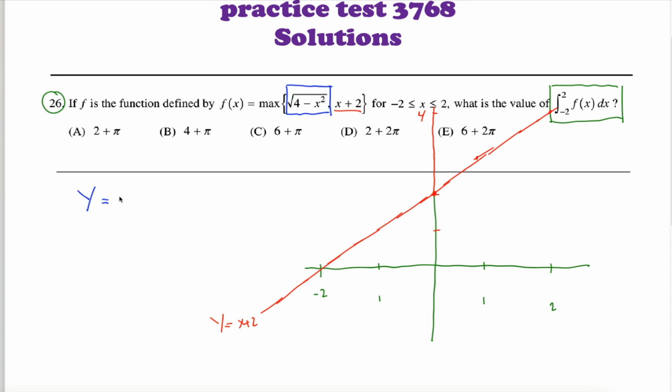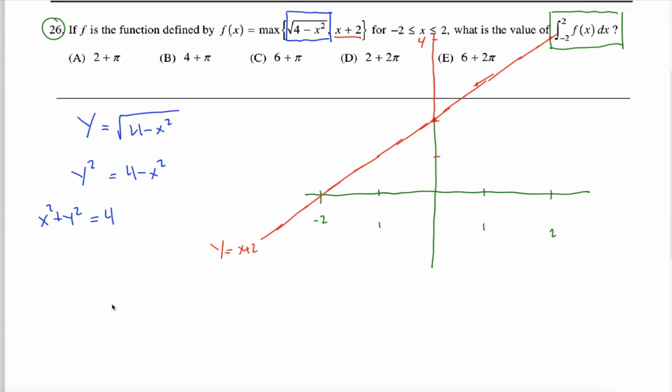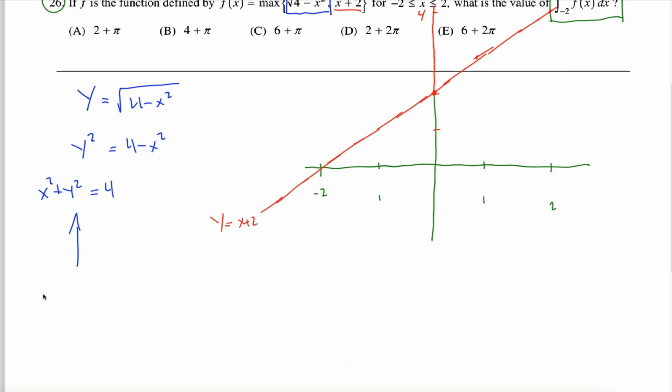The y-coordinate is the square root of 4 minus x squared. And while you might not recognize this graph, if you square both sides, you get y squared equals 4 minus x squared. If you add x squared to both sides, you get x squared plus y squared is equal to 4. And maybe written in this notation, you'd recognize that this is just a circle. More specifically, it's a circle centered at 0, 0, whose radius is equal to 2.